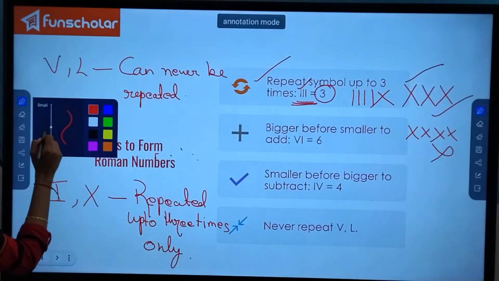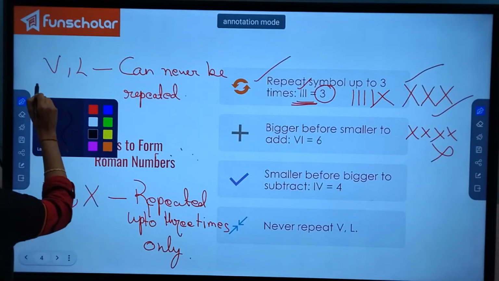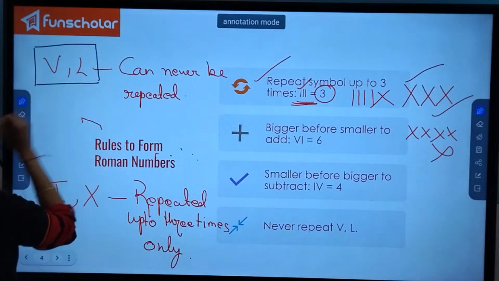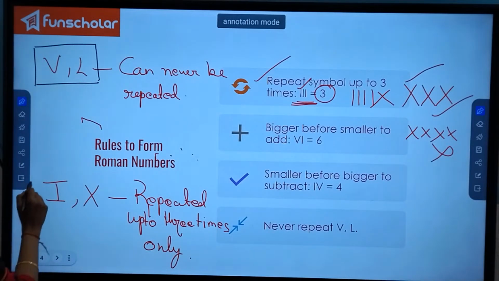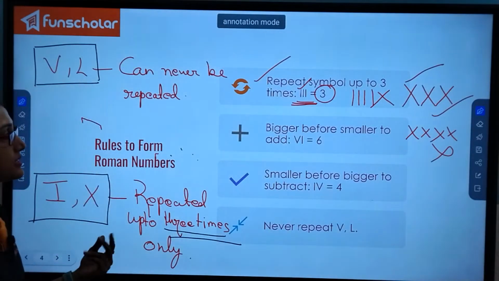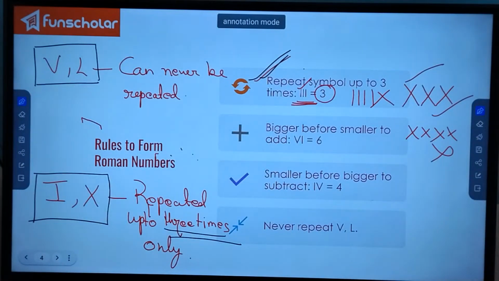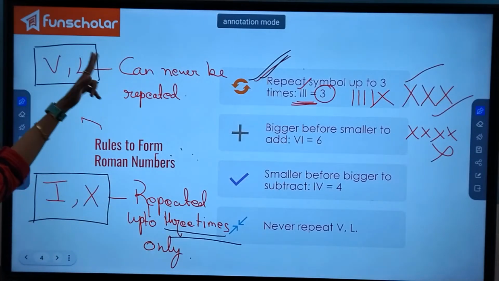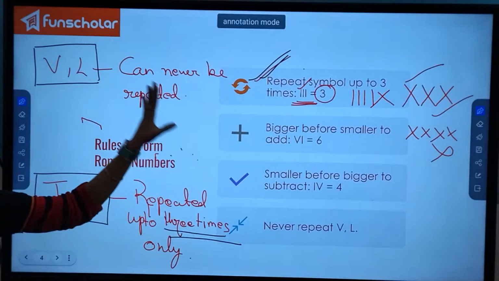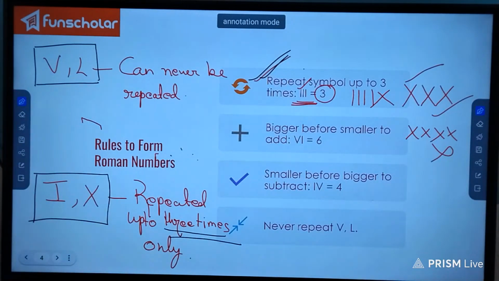Clear? So if I ask you what are the alphabets that can never be repeated? They are V and L. And what are the alphabets that can be repeated? I and X can be repeated, but up to 3 times. This is the rule of repetition. Clear? I hope it is clear to you. Please note it down because you are not going to find this in this slide or in your book separately. So please note the important points I am writing on the board or take a screenshot of it. Okay?